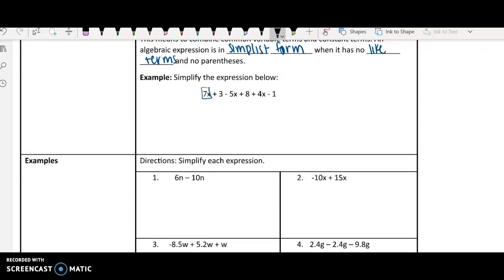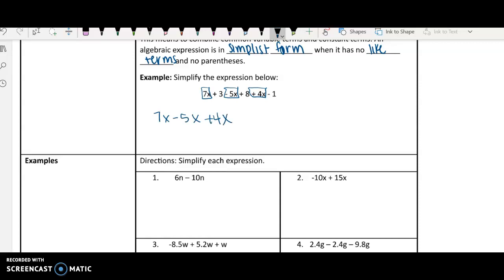So box in everything that has an x and include the sign in front of it. See how I included that negative? I'm including that positive. And the 7 we know is positive, or else there would have been a negative in front of it. So we have 7x minus 5x plus 4x.